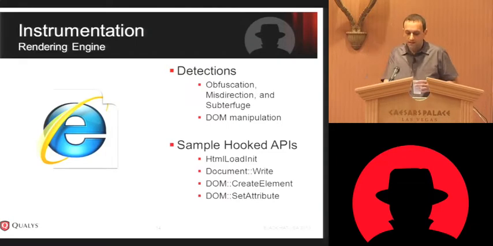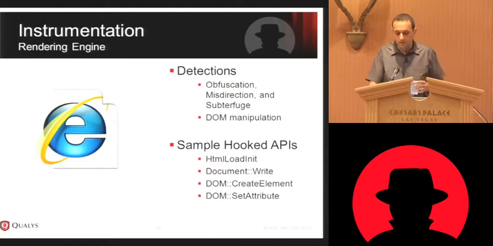And we hook, none of these will really jump out. These are all internal methods that we reverse engineered, and I think we pulled these names out of the PDBs that Microsoft provides. So these are all just injected, and we try to figure out if any elements are being created, any attributes being set, and so forth.